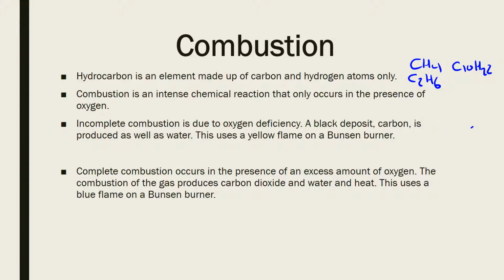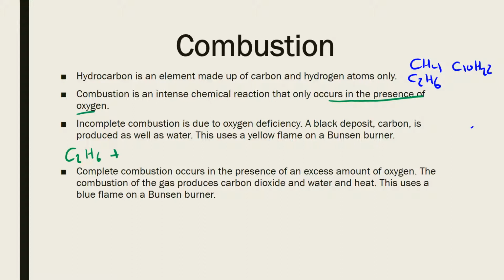Combustion is an intense chemical reaction that only occurs in the presence of oxygen. Incomplete combustion is due to oxygen deficiency. A black deposit, carbon, is produced as well as water. This gives a yellow flame on a Bunsen burner. Now, to give you an example of an incomplete combustion, let's take C2H6.